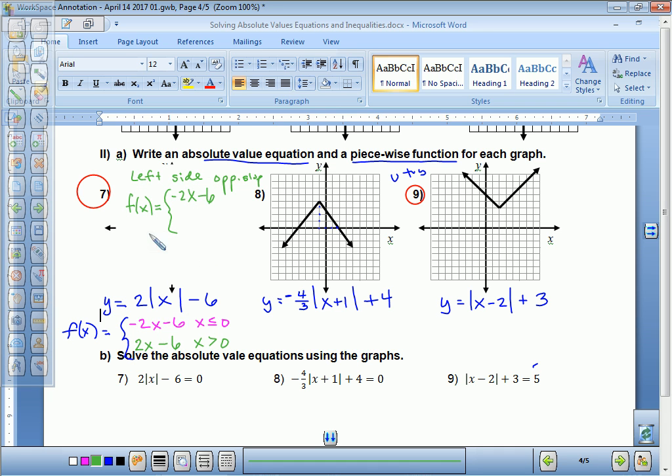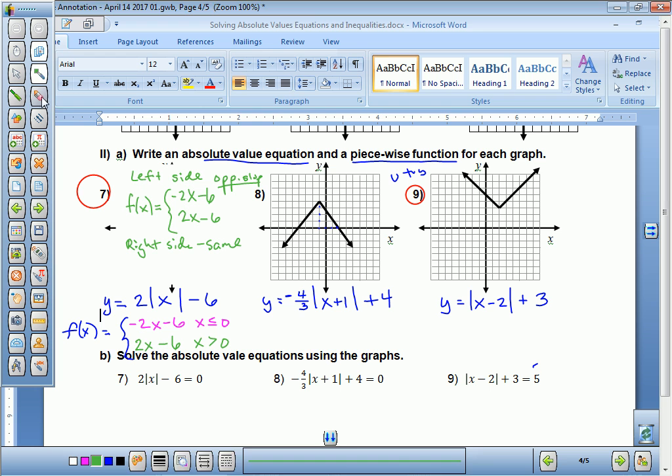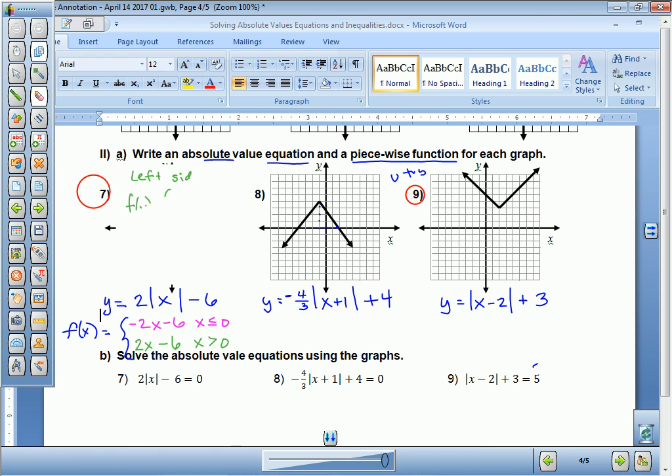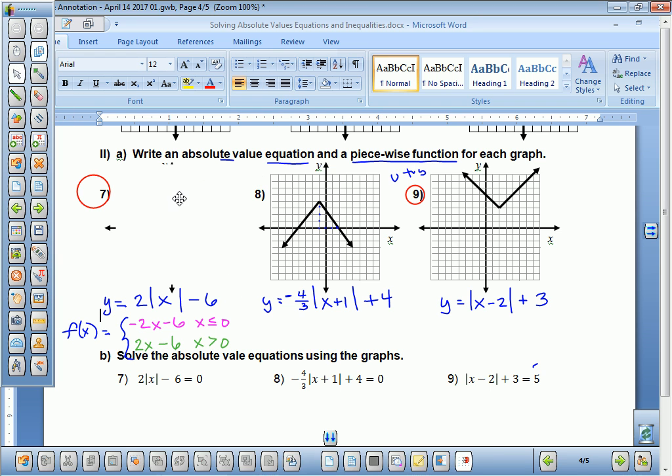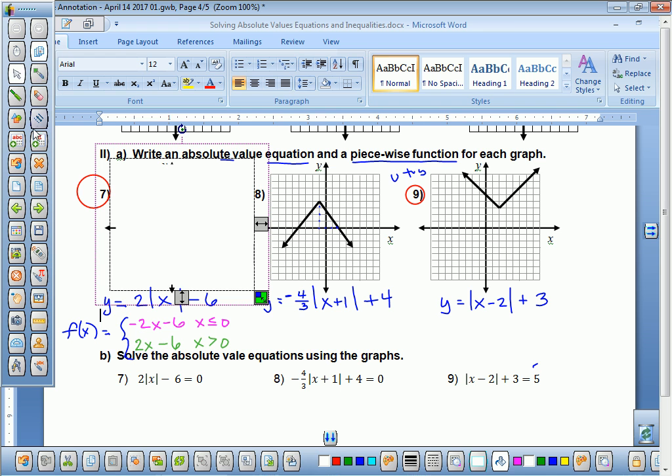To do the right side, you do the same slope. So if I take this and I just distribute that 2, that's the right side. Is that exactly what I got here? Yes. So left side, you do the opposite slope. Right side, you do the same. Now, it's really simple on one like this, whose vertex lives right there at the origin, on the y-axis.